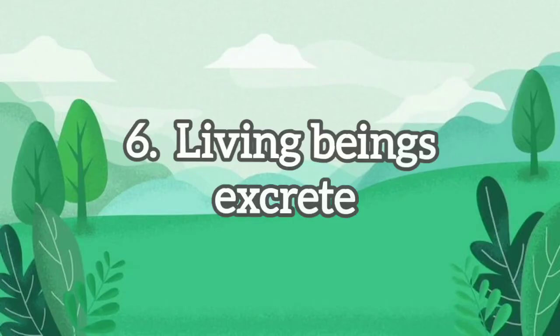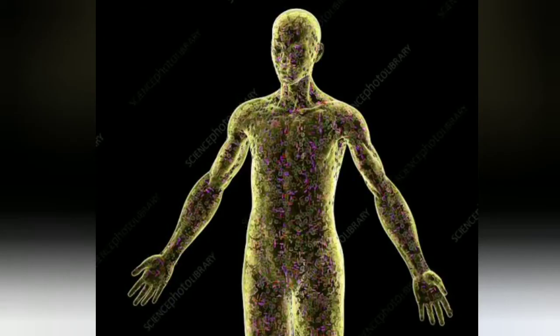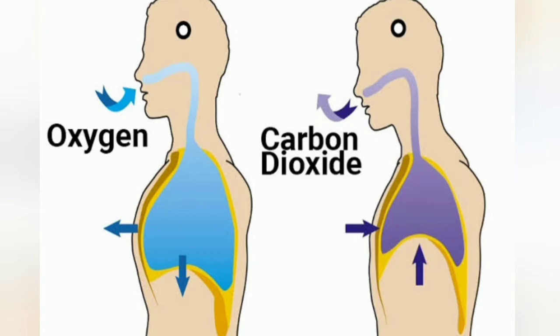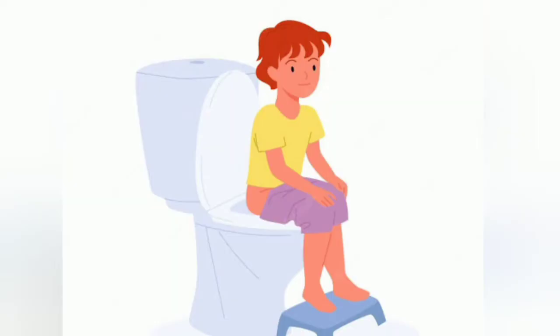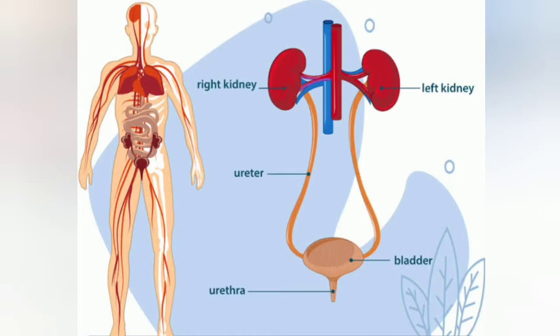Excretion is also one of the important characteristics of living beings. The unwanted things generated in the body have to be thrown out of our body. Animals throw out unwanted things of the body in the form of carbon dioxide, sweat, feces, and urine. They have special organs for this purpose.